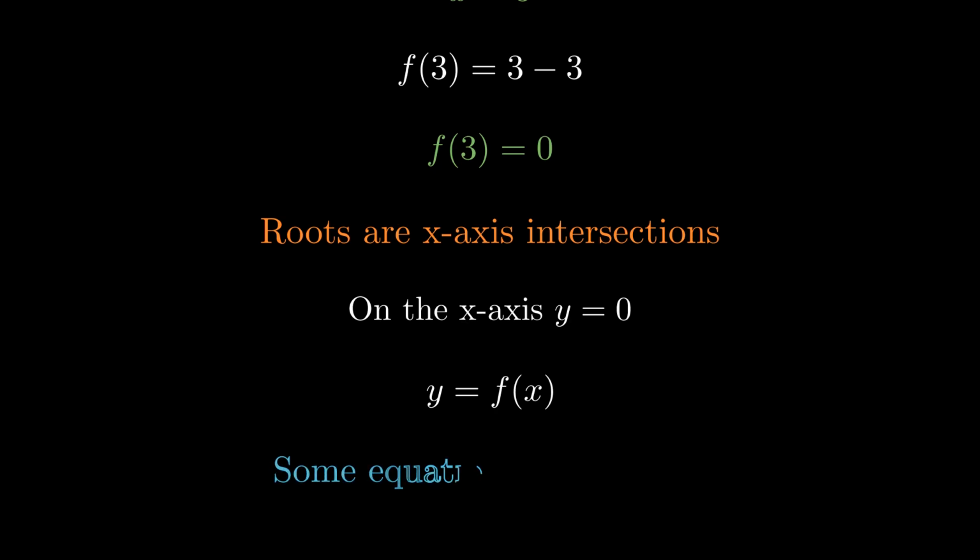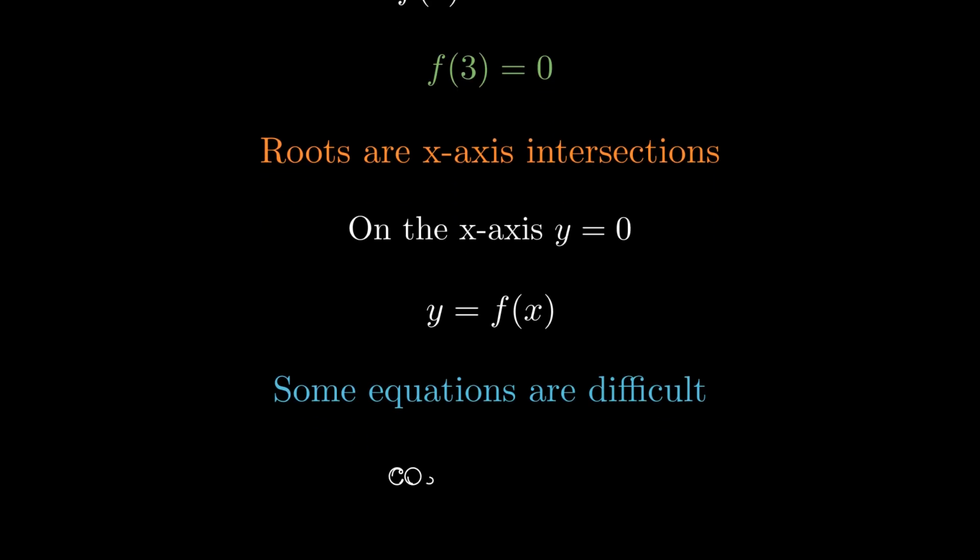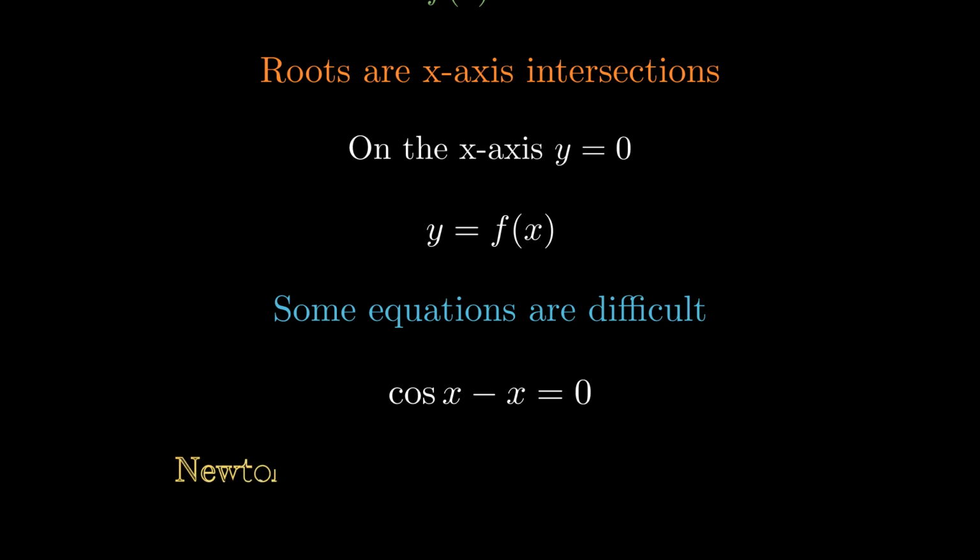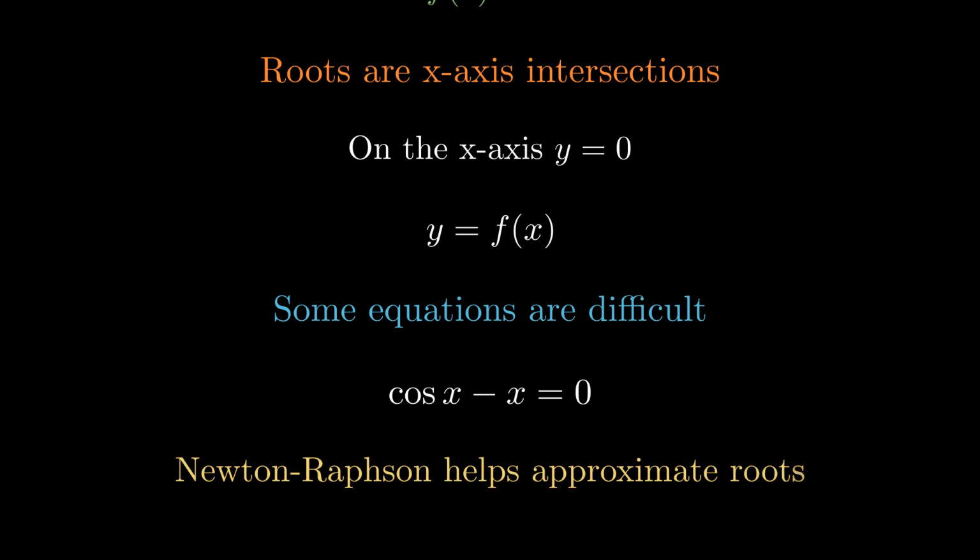Some equations are difficult to solve using algebra. For example, cos x - x = 0 cannot easily be solved algebraically. The Newton-Raphson method helps us approximate the root numerically.